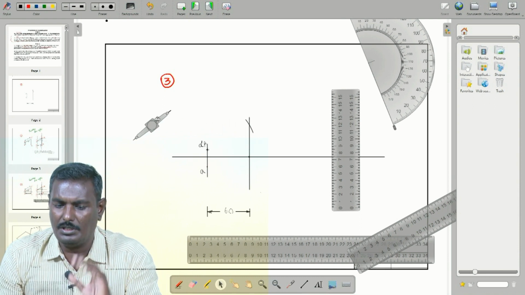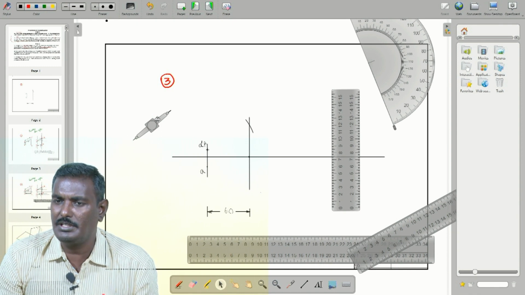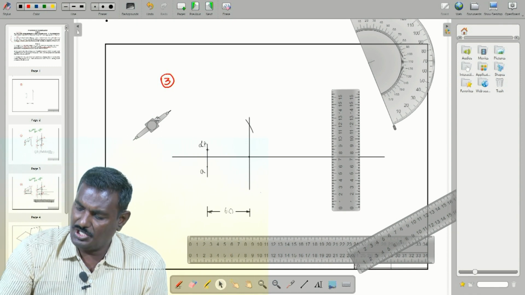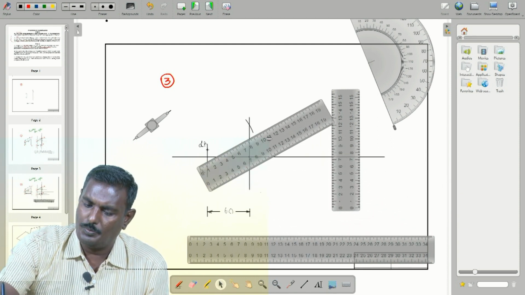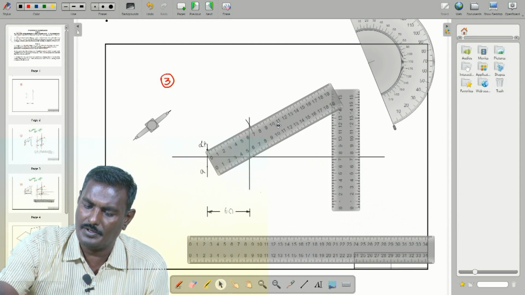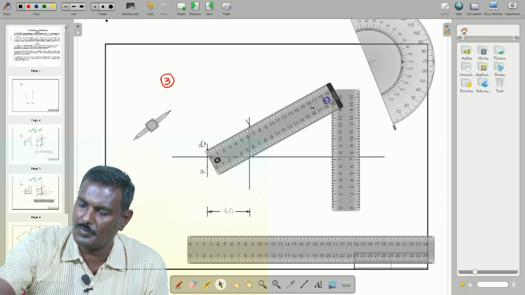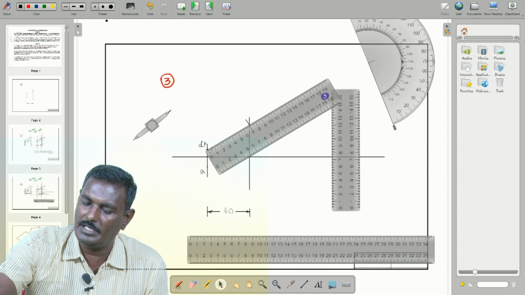So I just place that compass away. Now take another scale. Placing it over this point, draw a line.